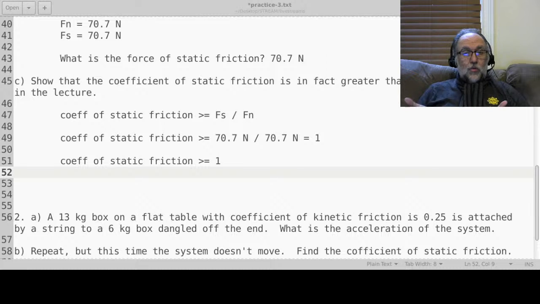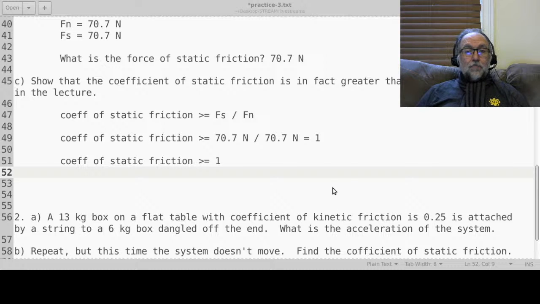So if it's 2, it won't slip. If it's 3, it won't slip. If it's 1.1, it won't slip. If it's 1.01, it won't slip. As long as it's bigger than 1, it doesn't slip. As soon as it's smaller than 1, it does slip. So that's why, with the coefficient of static friction, sometimes you can't determine exactly its value. You can only say its range, and what it's bounded by.